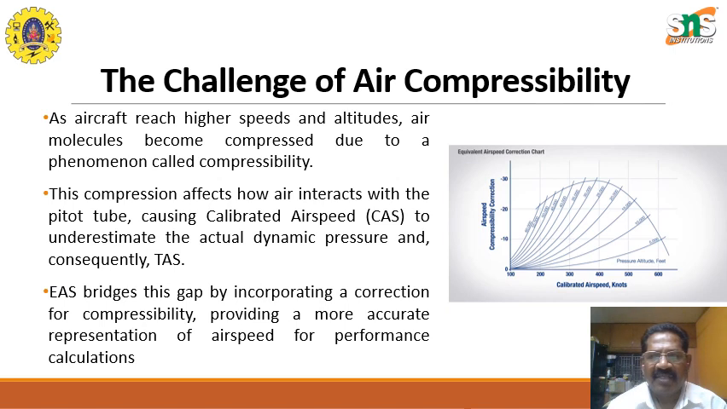The challenge of compressibility comes up here. As an aircraft reaches higher speeds and altitudes, air molecules become compressed due to a phenomenon called compressibility. This compression affects how air interacts with the pitot tube, causing calibrated airspeed, or CAS, to underestimate the actual dynamic pressure and consequently the TAS. EAS bridges this gap by incorporating a correction for compressibility, providing a more accurate representation of the airspeed for performance calculation.